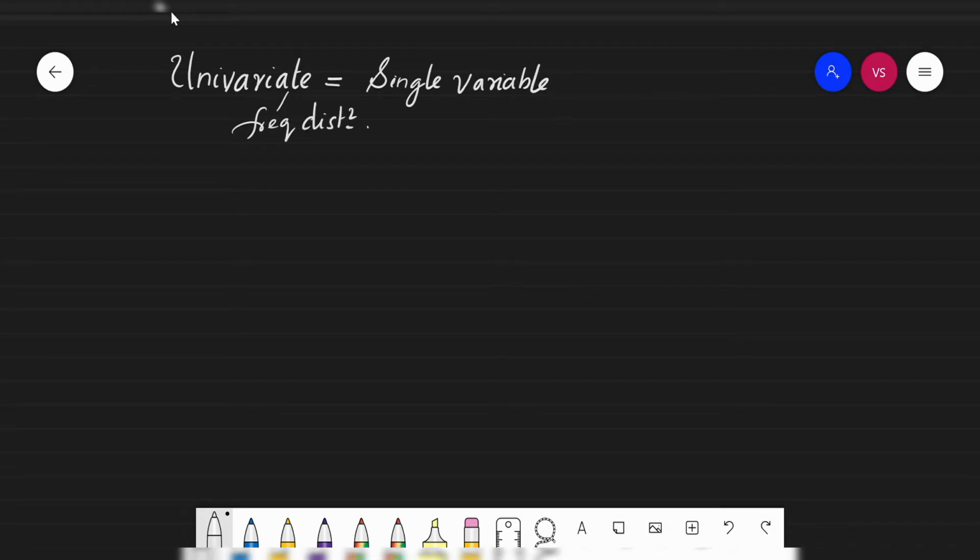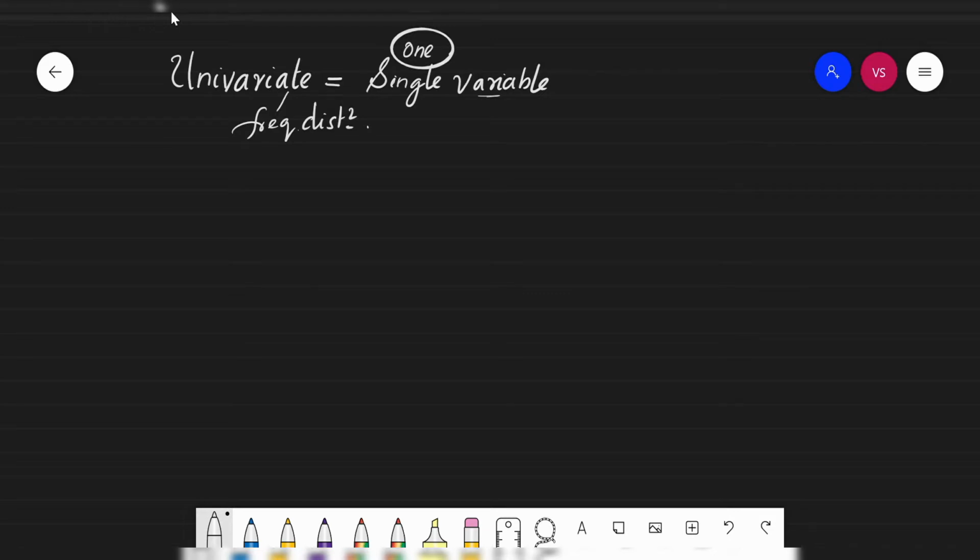So what is a univariate frequency distribution? The frequency distribution of a single variable, of only one variable, will be called a univariate frequency distribution. So in many situations, simultaneous study of two variables becomes necessary for us. Okay, simultaneous study, that means we have to study two variables together.